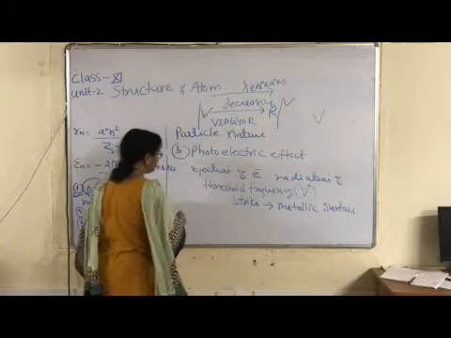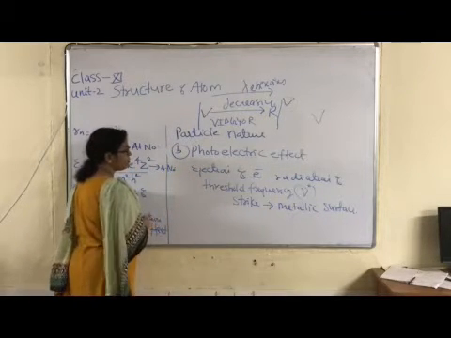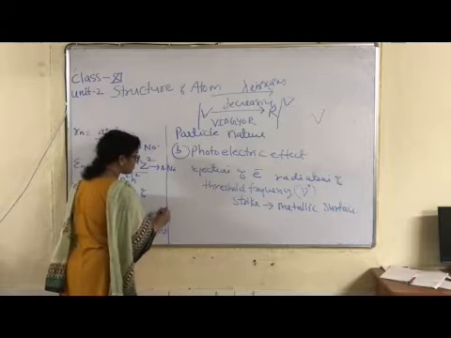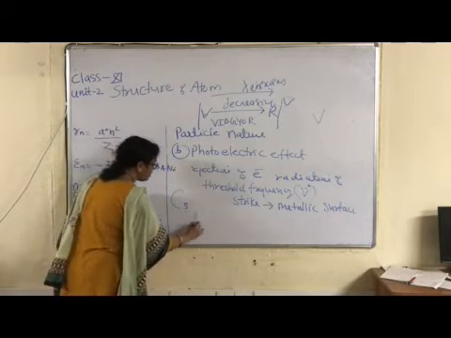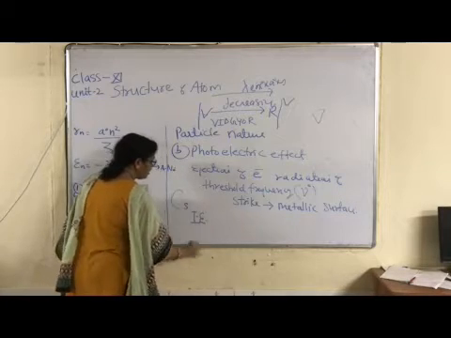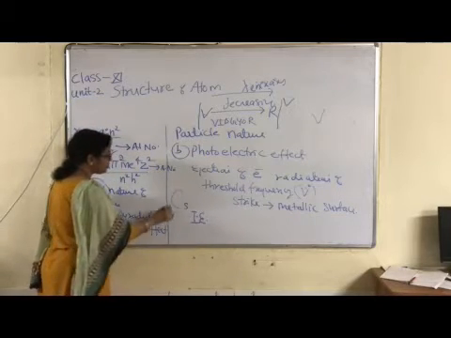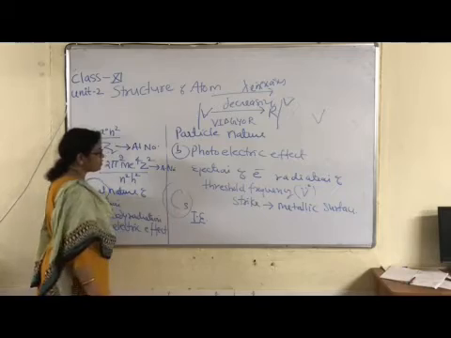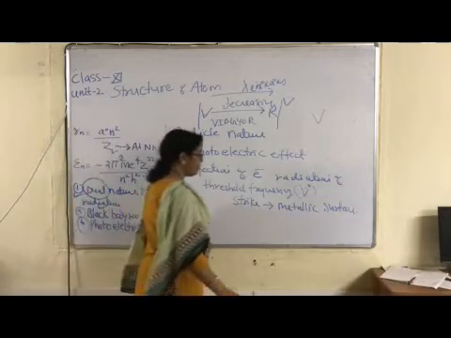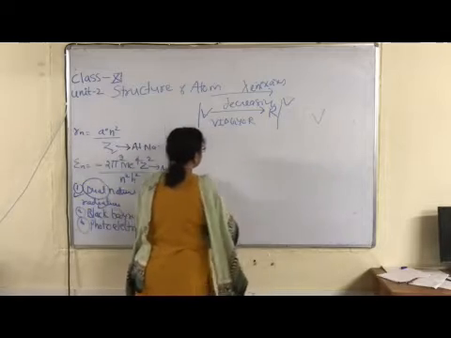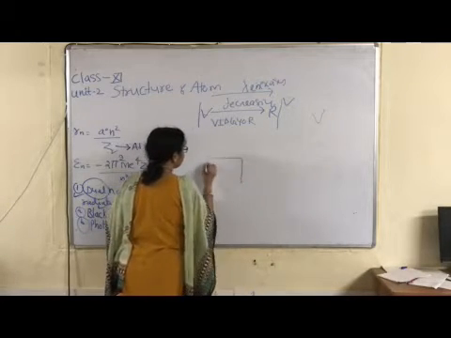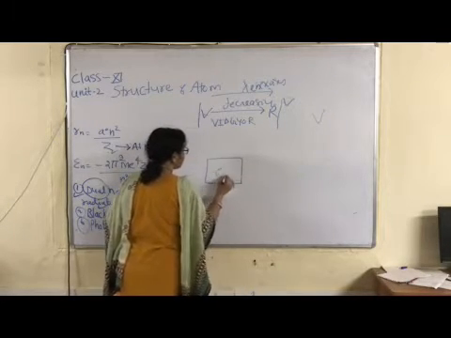What type of metal is required for this photoelectric effect? Photosensitive metal, for example, cesium. Its IE is very low. Ionization energy of cesium is very low. So this one is the best photosensitive metal. For example, a small piece of cesium metal.